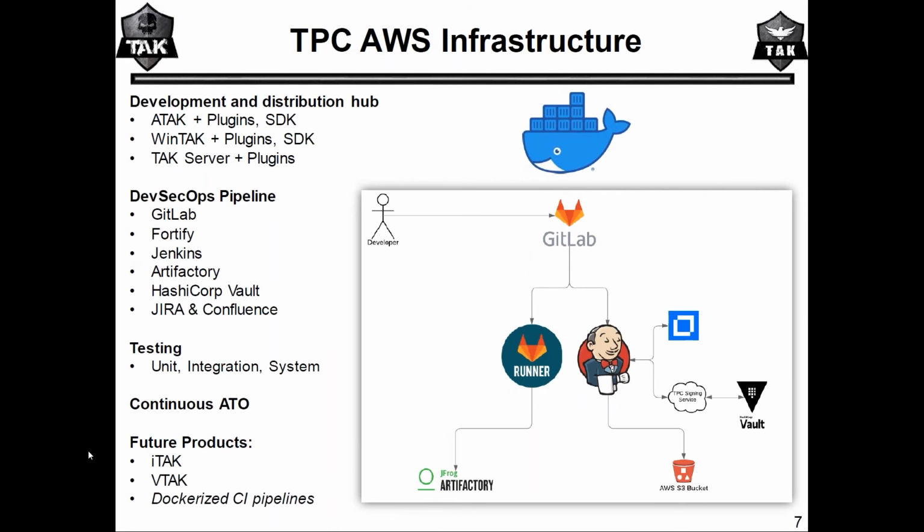Okay, so here's a very high level diagram of our infrastructure. Inside that product center, inside our AWS GovCloud space, this is where our CI pipeline exists. Right now we've got ATAK and plugins. We have WinTAK over there and TAKServer. That's where our CI pipeline sits. We've got a HashiCorp Vault for the app signing service, and we also have Fortify, which does all our static code analysis.